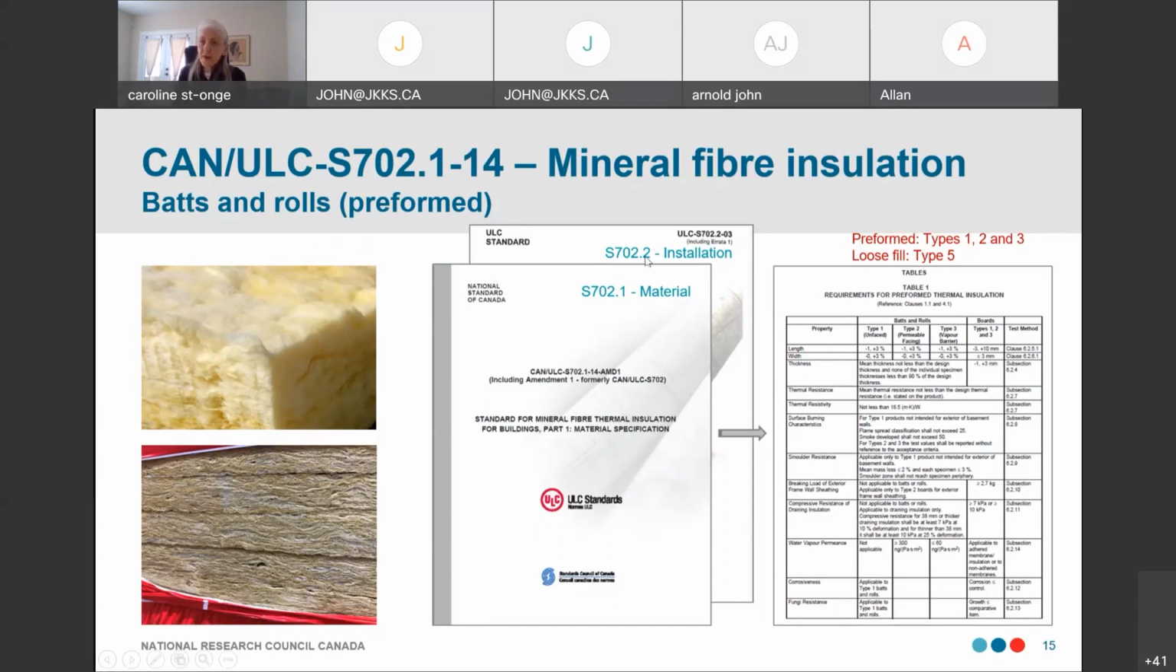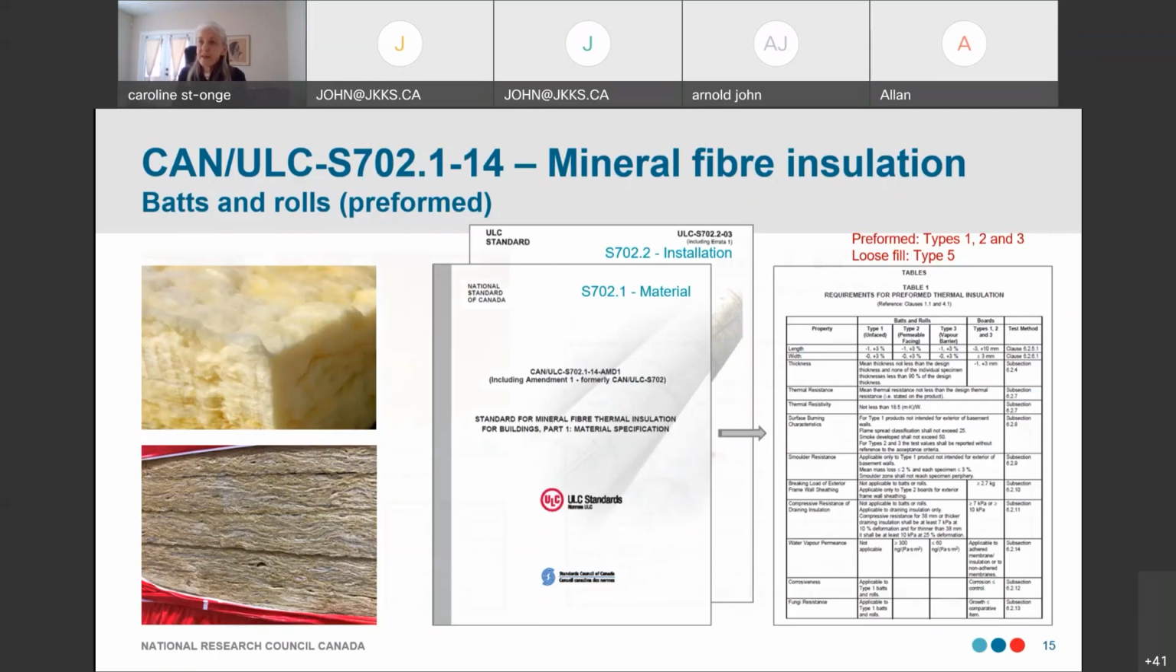For example, for the batts and rolls, they must be installed with friction fit. There must be no gaps, no overlaps of the batts. The batts must fill the full cavity, depth, length, and width. And with respect to boards, the board thickness provided on site must meet the design thickness.